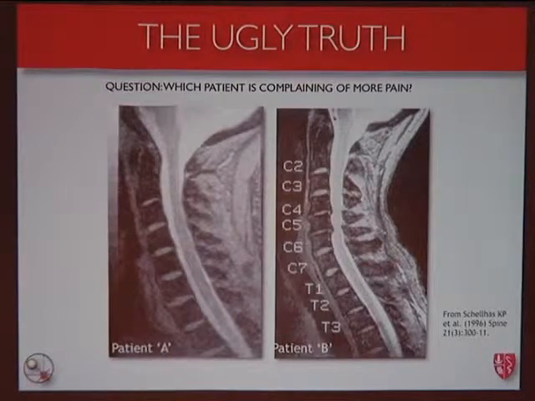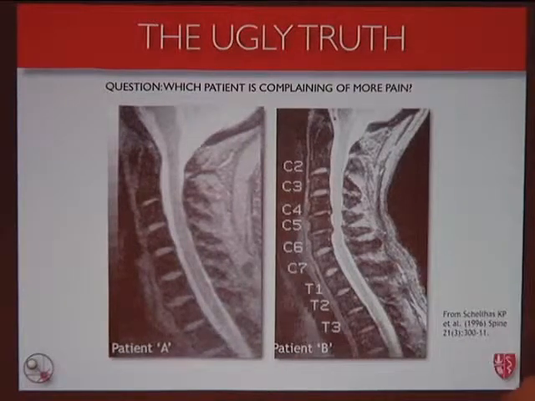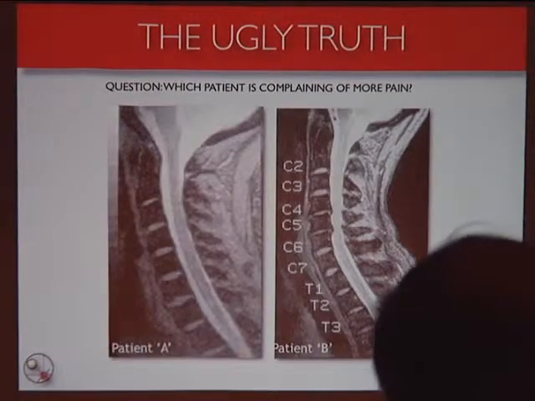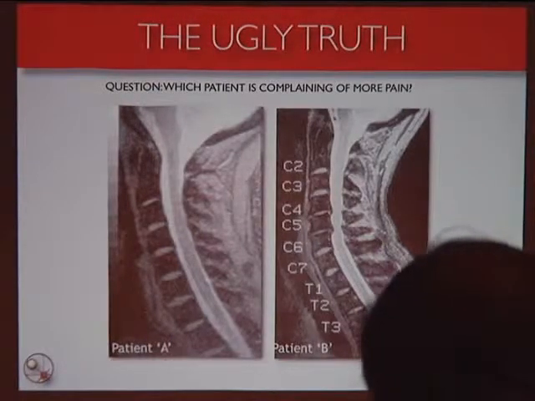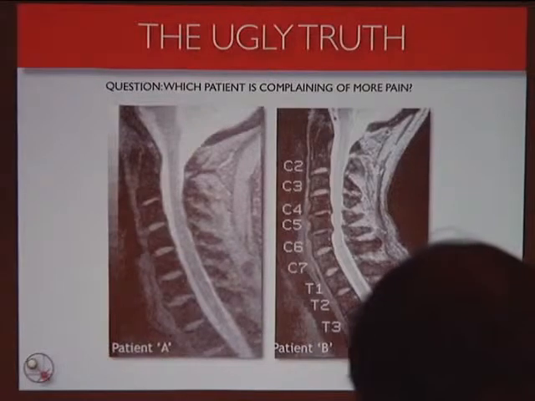This is an example of an MRI of the neck in two different people. Patient A is on your left, patient B is on your right. We're taking a sagittal image through the neck, and both of them have presented with pain. But which of these two patients is complaining of more pain, just by looking at the images? B. I hear some B's. Some people are shaking their heads. A, because they think it's a trick question. So there are some people onto me.